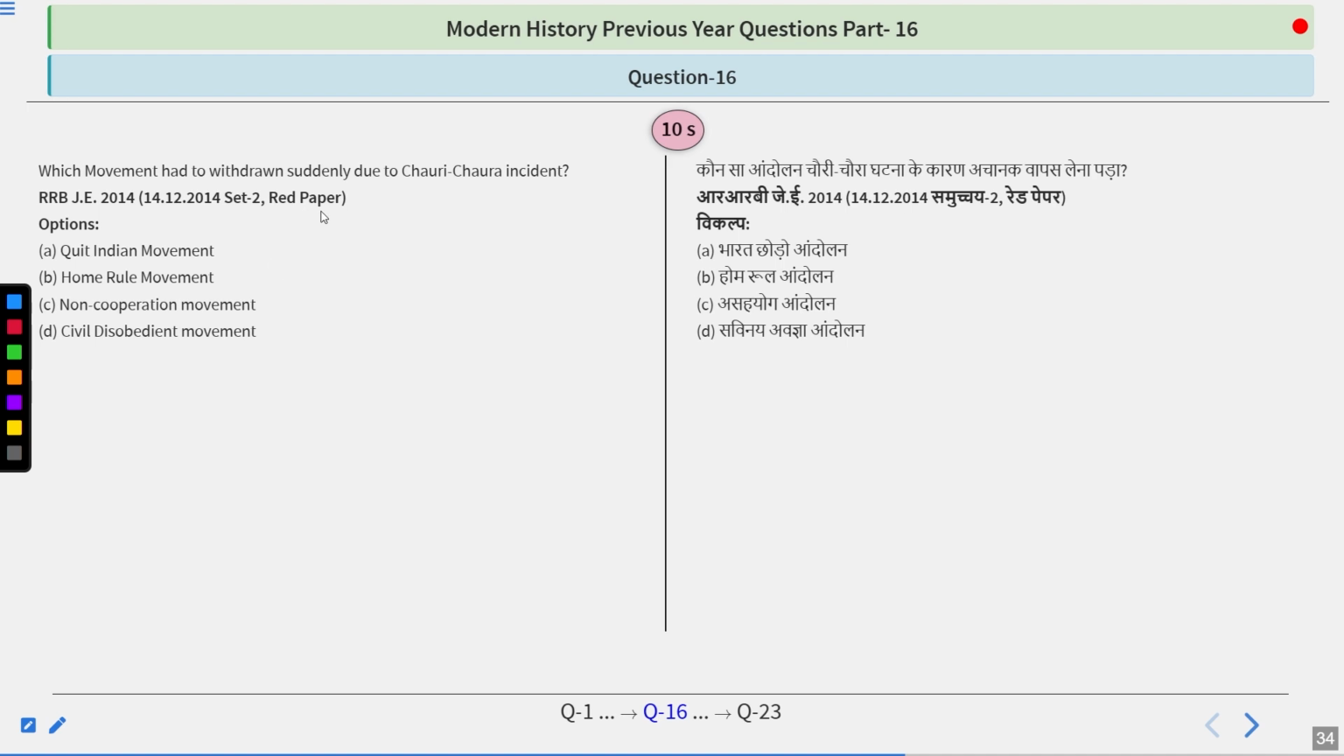Which movement had to withdraw suddenly due to the Chauri Chaura incident? Options are Quit India movement, Home Rule movement, Non-cooperation movement, Civil disobedience movement. Think about it, guys.